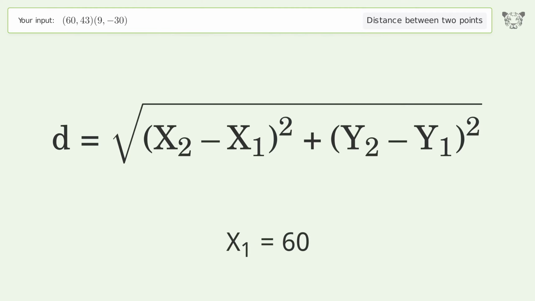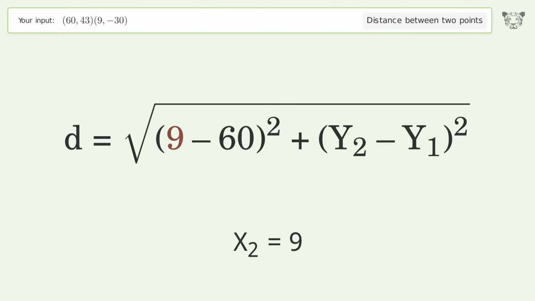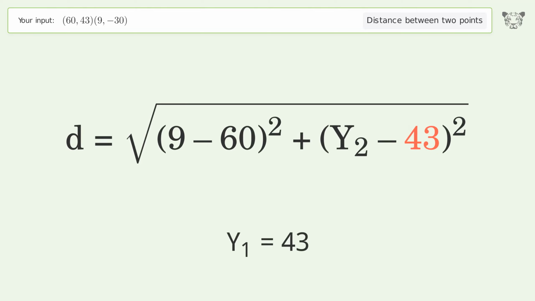x1 equals 60. x2 equals 9. y1 equals 43. y2 equals -30.